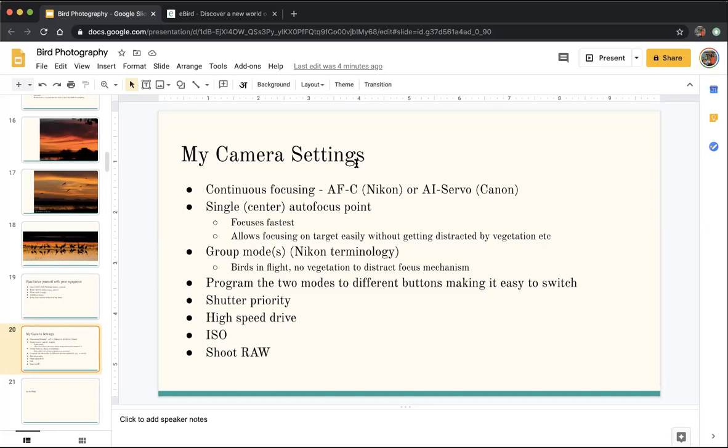And I use the single point. I program my DSLR. I use back button focus. So I separate the focus operation from the shutter release button. Normally when the camera comes from the factory and you start using it, as you press the shutter release button halfway through it will focus, and then as you keep pressing it further, it will take the picture. So you can do a half press to focus the shot.